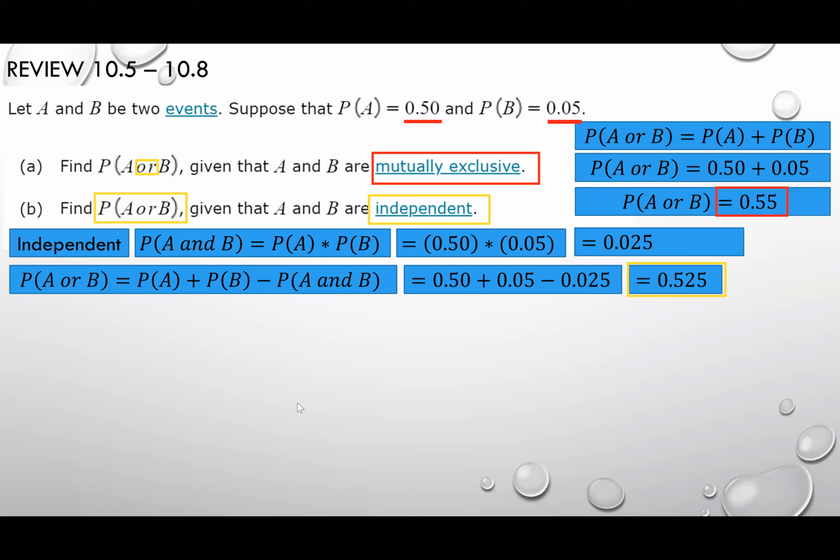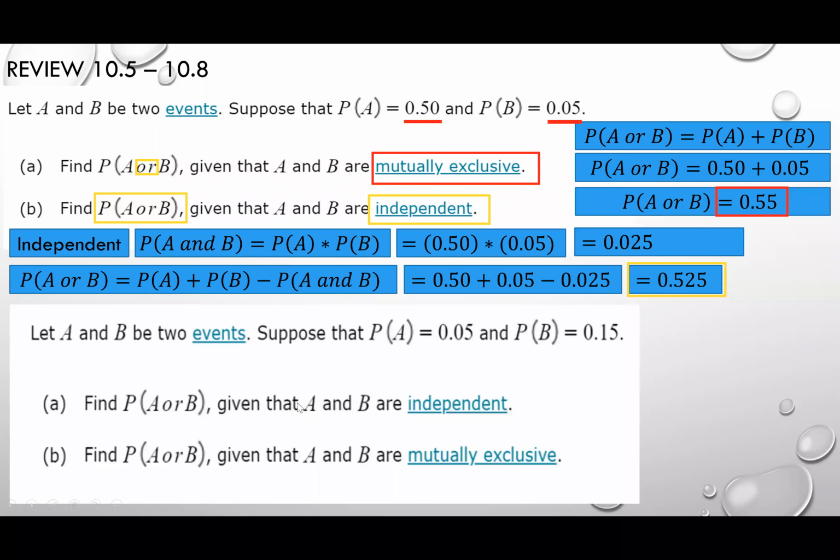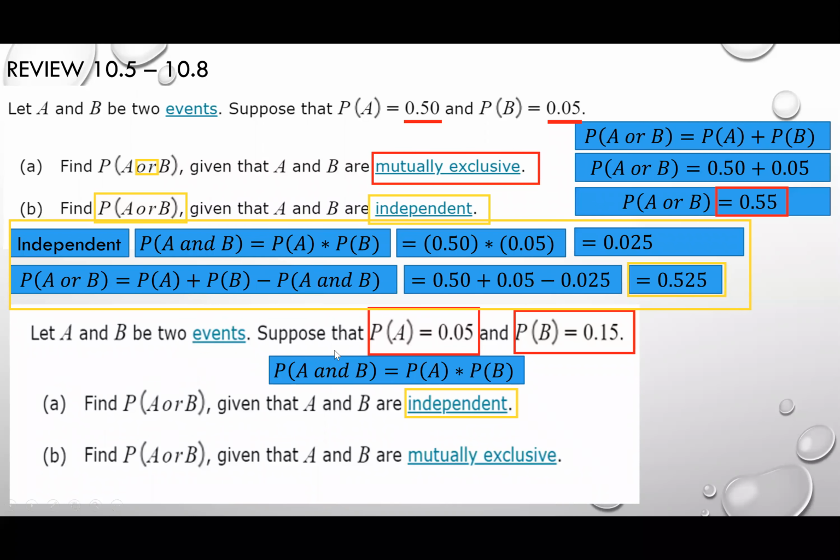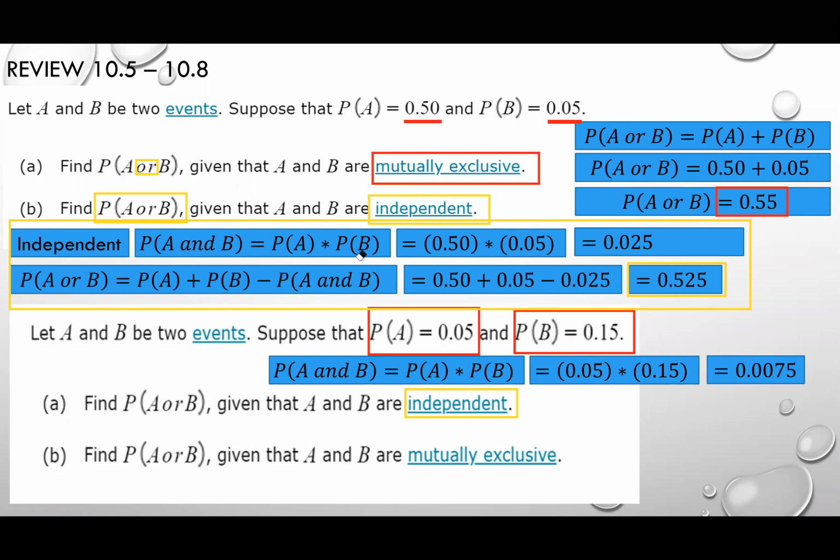Let's try another one similarly. We know that they give us probability of A and probability of B. And again, they reverse it. They ask you for independent. So for independent, this is what we need to do: we need to multiply the two together. We need to multiply probability of A times probability of B. So I have 0.05 times 0.15, and if I multiply them, that is what I have.